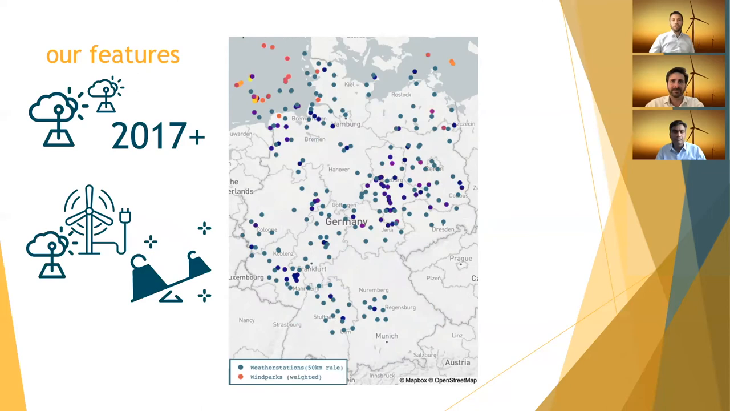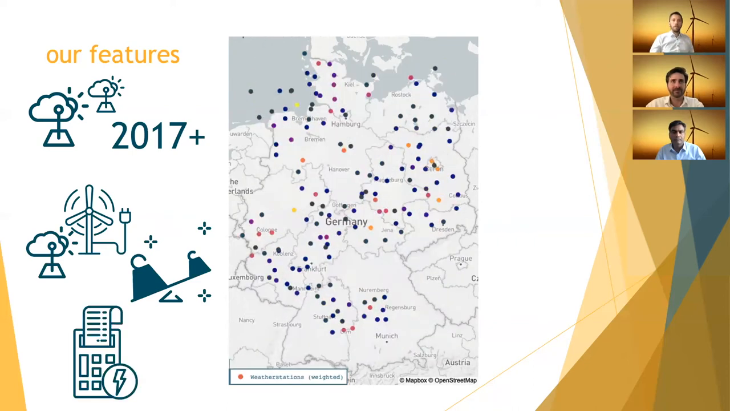For each weather station, we applied the rule that if it is within a 50 kilometer radius of a wind park, we include its data multiplied by the weight of the wind park. To end up with a simple feature, we calculated the mean of all the stations that passed our rule.